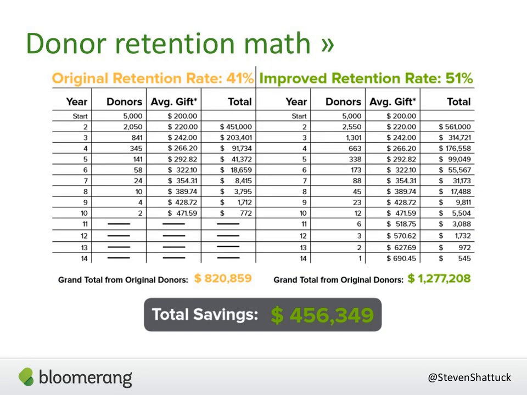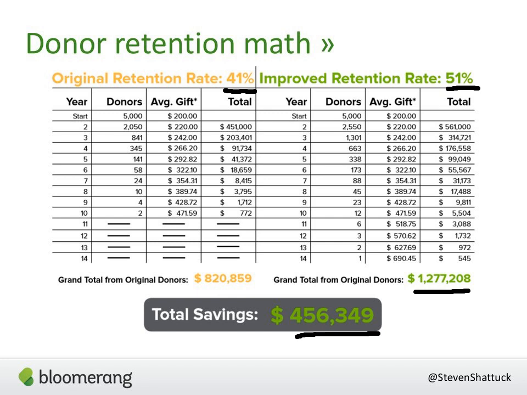What about dollars raised? Well, this is a super busy slide, so I'll try to sum it up quickly here. This is just a quick illustration of two fictional organizations. One has a 41% retention rate and one has a 51% retention rate. And that doesn't seem like a big difference, right? That's 10%. That doesn't seem like a giant change in retention. But you can see the organization with a 51% retention rate is raising a little bit less than $500,000 more than their counterpart at 41%.